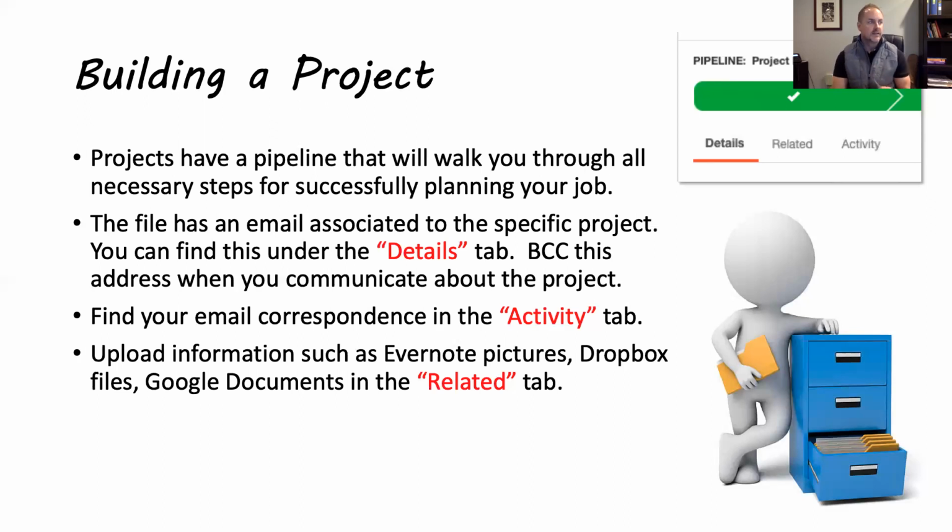And then the Related tab is going to have all of your pictures through Evernote. You can click on the little elephant right there, and you can just drop in whatever your Evernote file is right into it, or Dropbox files or Google Documents. Really, you can get as in-depth with this as you want to. I would say for most of us, Evernote and email are going to be the big items in there, because your email should also cover estimates, work orders, and whatnot. So all of that documentation can be in one place.